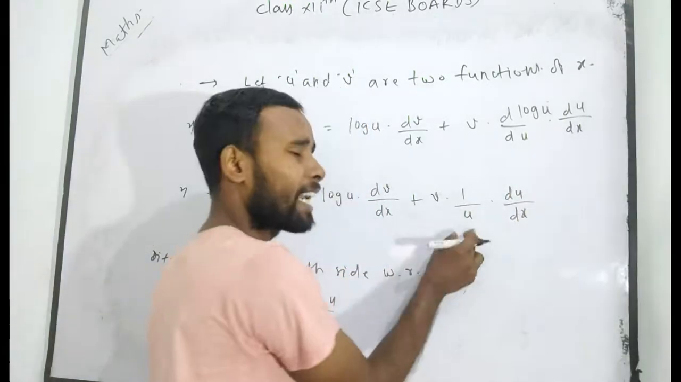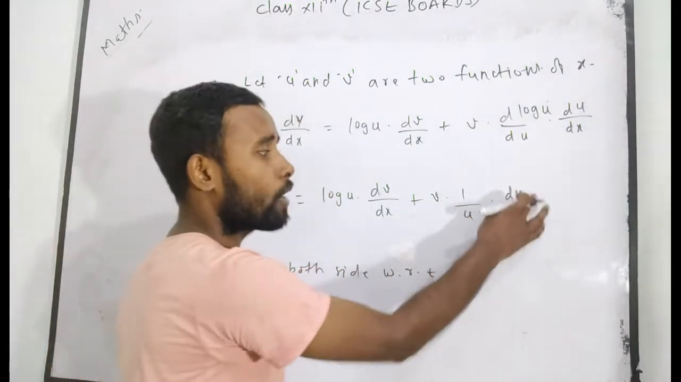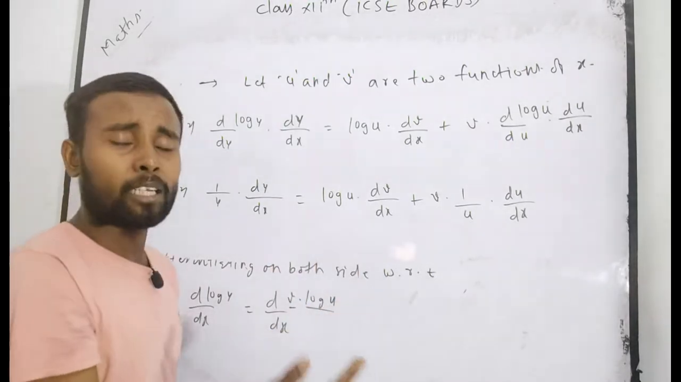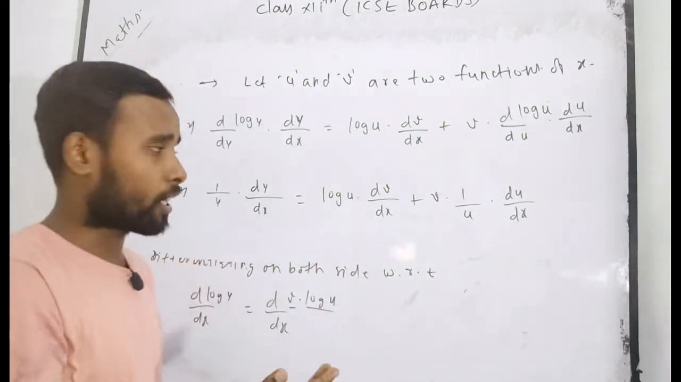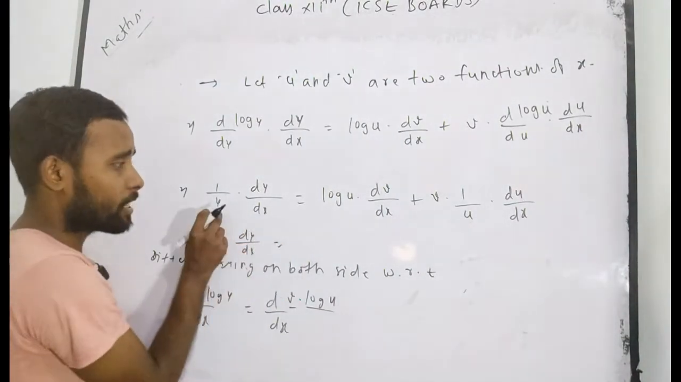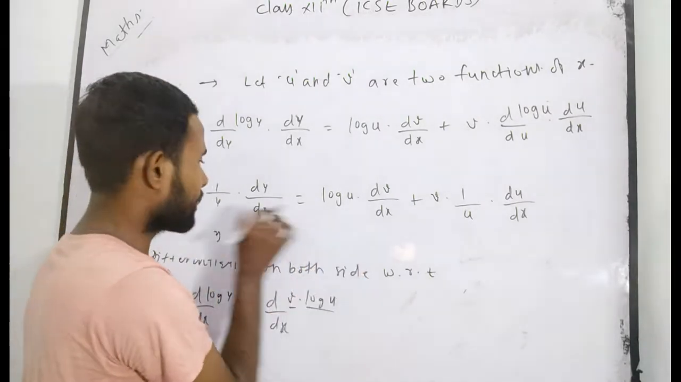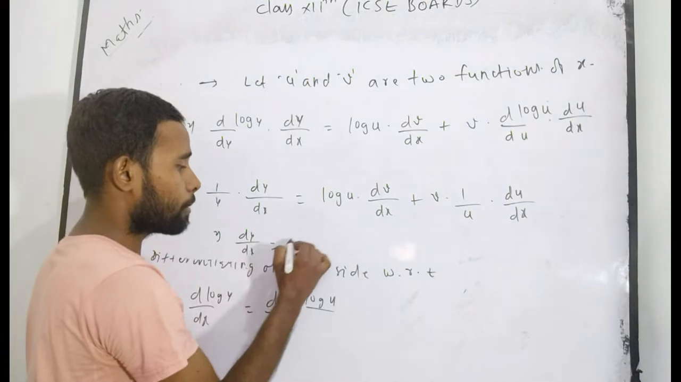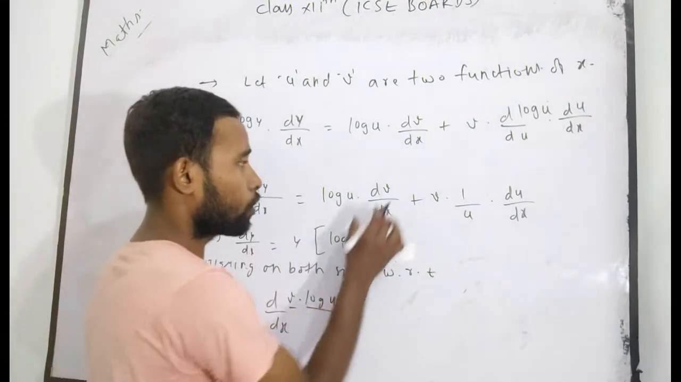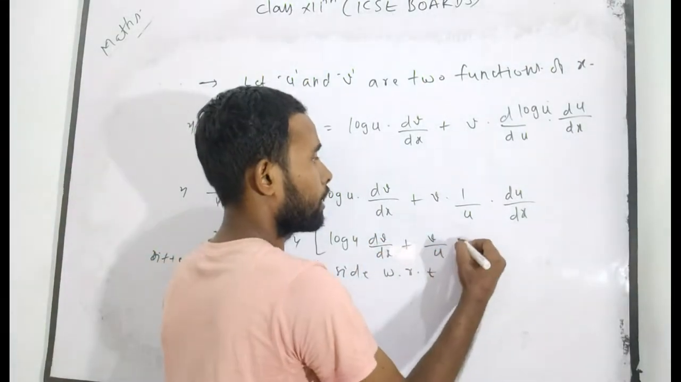As you know that v and u are given, you can differentiate v with respect to x, and u can also be differentiated with respect to x, because u and v are functions of x. Using a simple method you can differentiate u and v separately. Finally you will get dy/dx, which will be y times, as you know that this is in the denominator of the LHS, after going to the RHS it will be in the numerator, so it will be y times log u dv/dx plus v by u into du/dx.